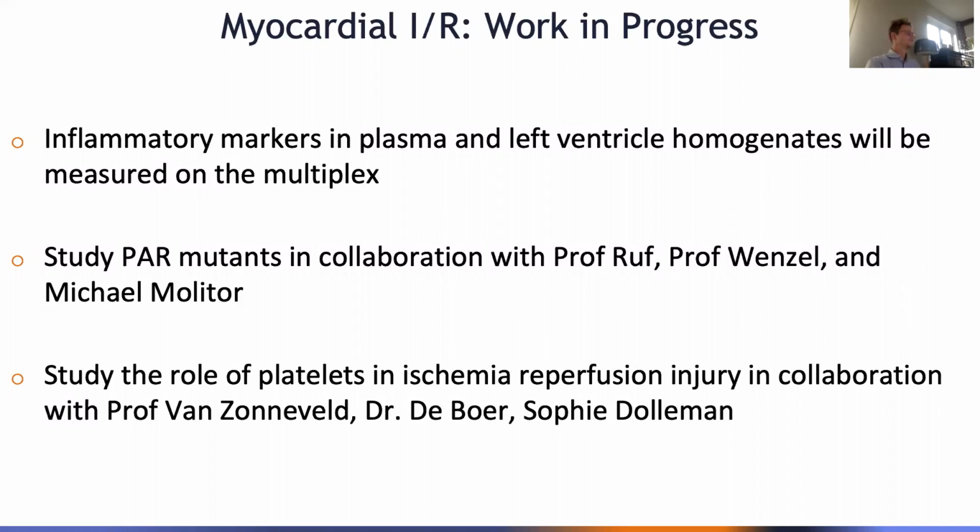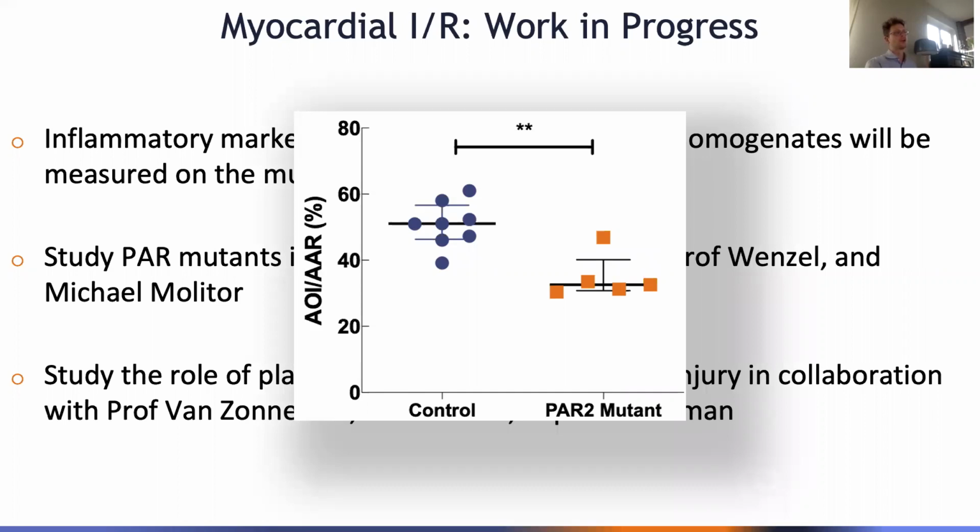And I must say, we've already tested one PAR2 mutant, a mutant that is actually resistant to factor 10A activation, and we actually got the same phenotype as our rivaroxaban treatment. So this really shows that factor 10A indeed does the trick here.